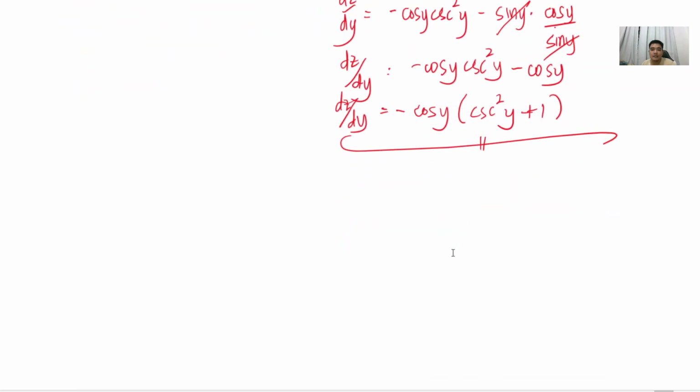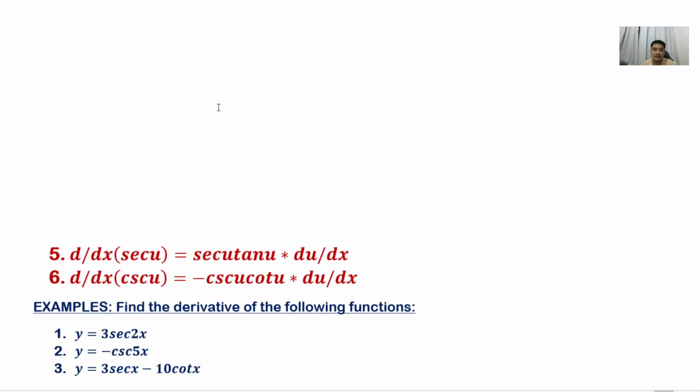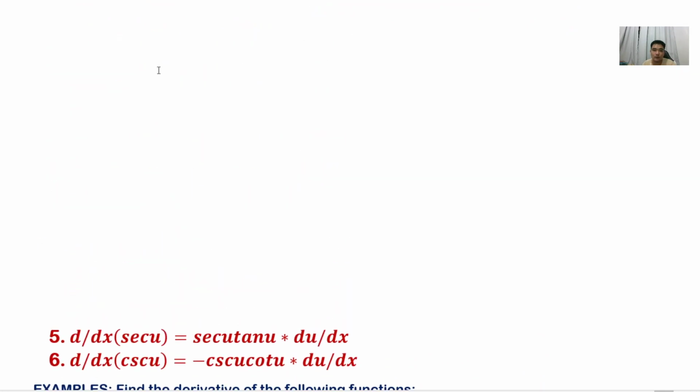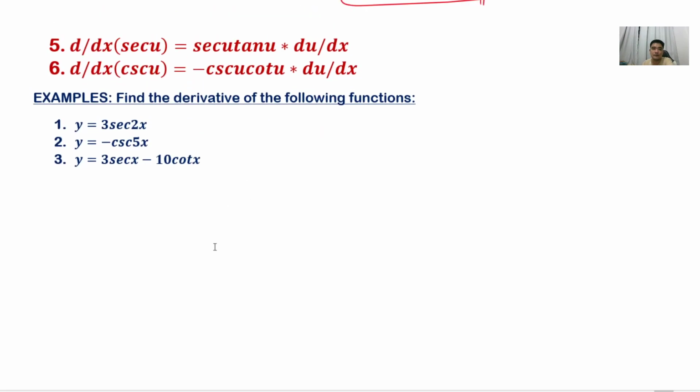Okay. So, next one, we have the derivative of the secant u and cosecant u. Masyadong mahaba yung space. Pwede natin gamitin yung sa taas. Okay, so we have the derivative of secant u. Ang derivative ni secant u is secant u tangent u times derivative of the angle u. And then the derivative of cosecant u naman is negative cosecant u cotangent u times the derivative of u or yung angle niya over dx. Okay?